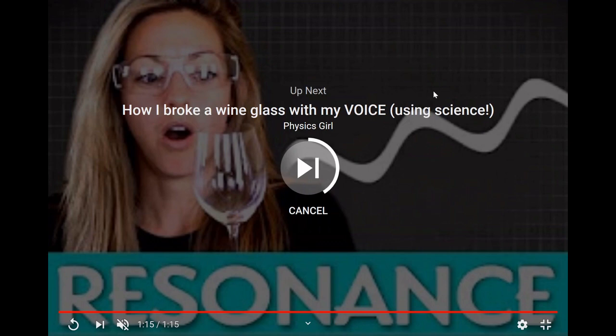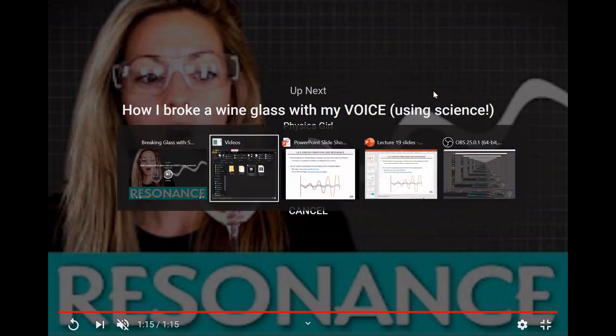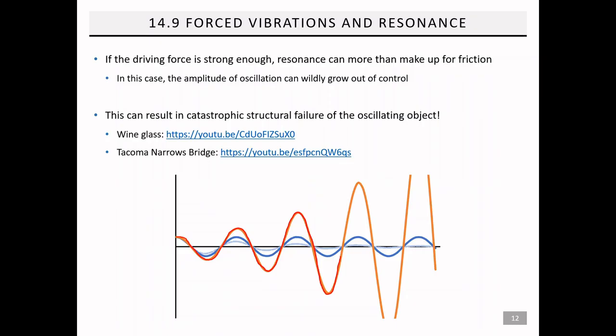So in this case, you can play the video with sound. The sound itself is not that loud, but the fact that the sound wave is hitting it at just the right points is causing resonance. So it's the resonance that's actually breaking the wine glass.